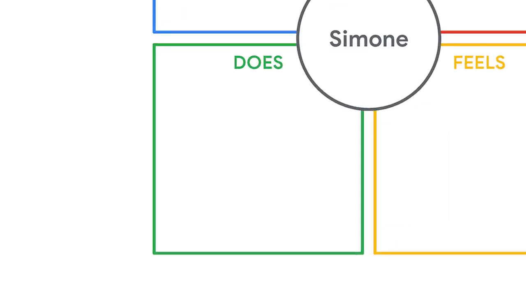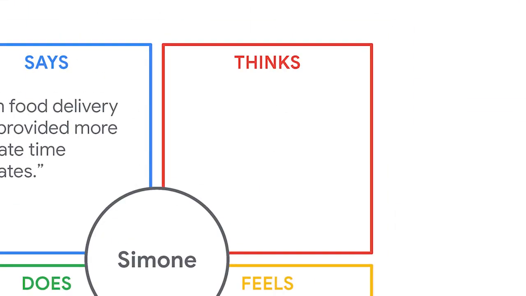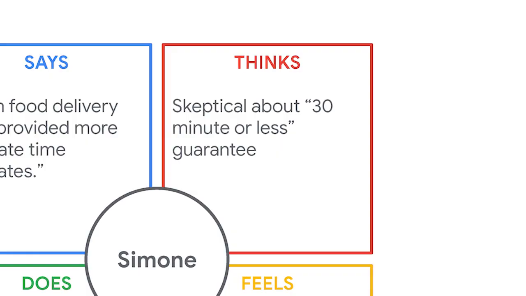Next, the bottom left square focuses on what the user does. These could be actions or behaviors the user shares in their responses, or even the user's physical actions during the interview. For example, Simone might share how they only order delivery when eating at home alone. The top right square focuses on what the user thinks. This includes things the user doesn't actually say, but that you can tell through observation. Facial expressions are a great way to understand what a user is thinking. A furrowed brow might indicate that Simone is skeptical about a 30 minutes or less guarantee.